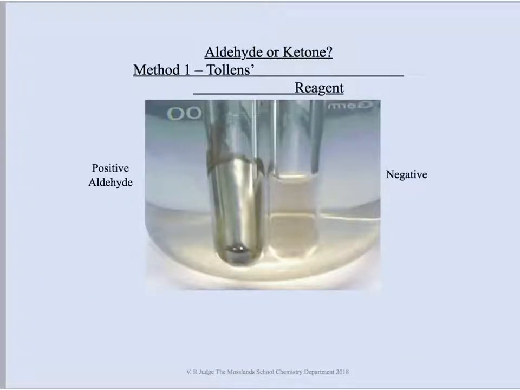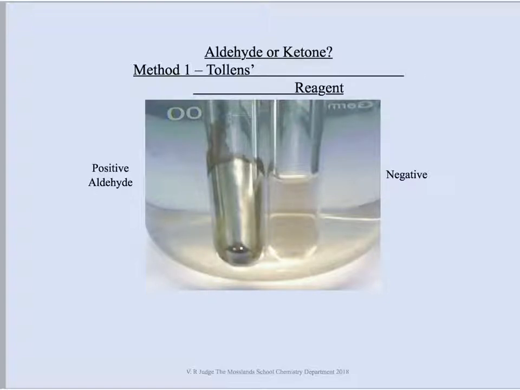So just for your reference, here's a photograph of the Tollens test when it is positive and it forms a silver mirror, and when it's negative and there is no silver mirror, so the one on the left would contain an aldehyde, the one on the right no aldehyde.